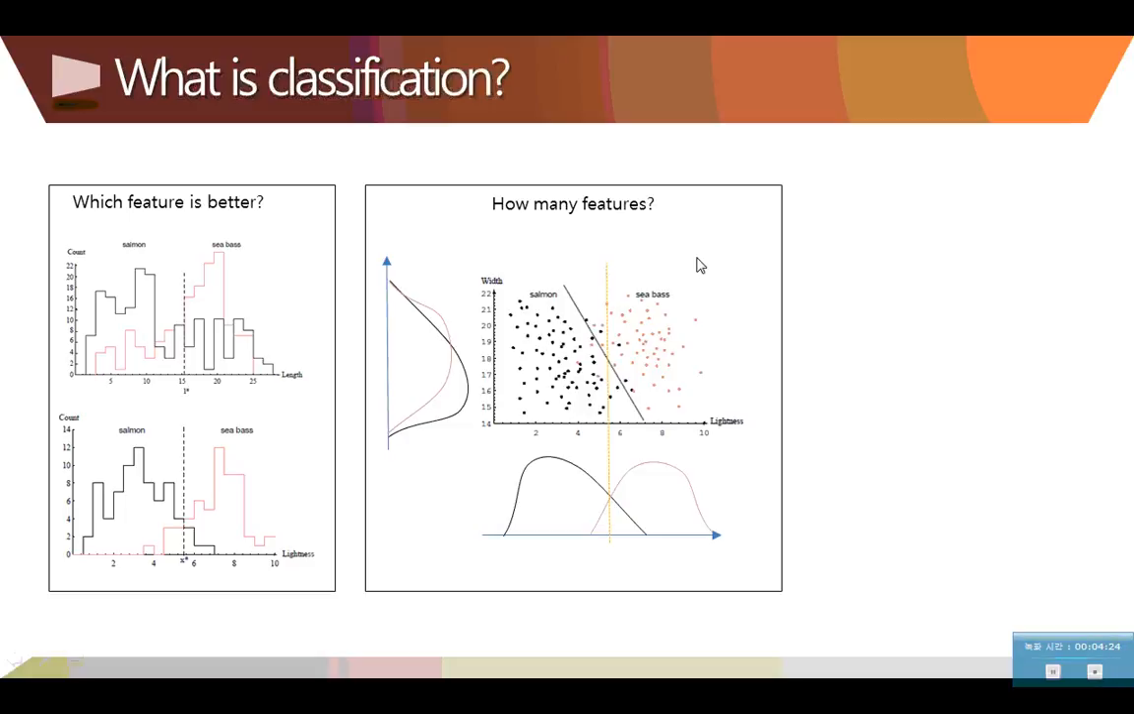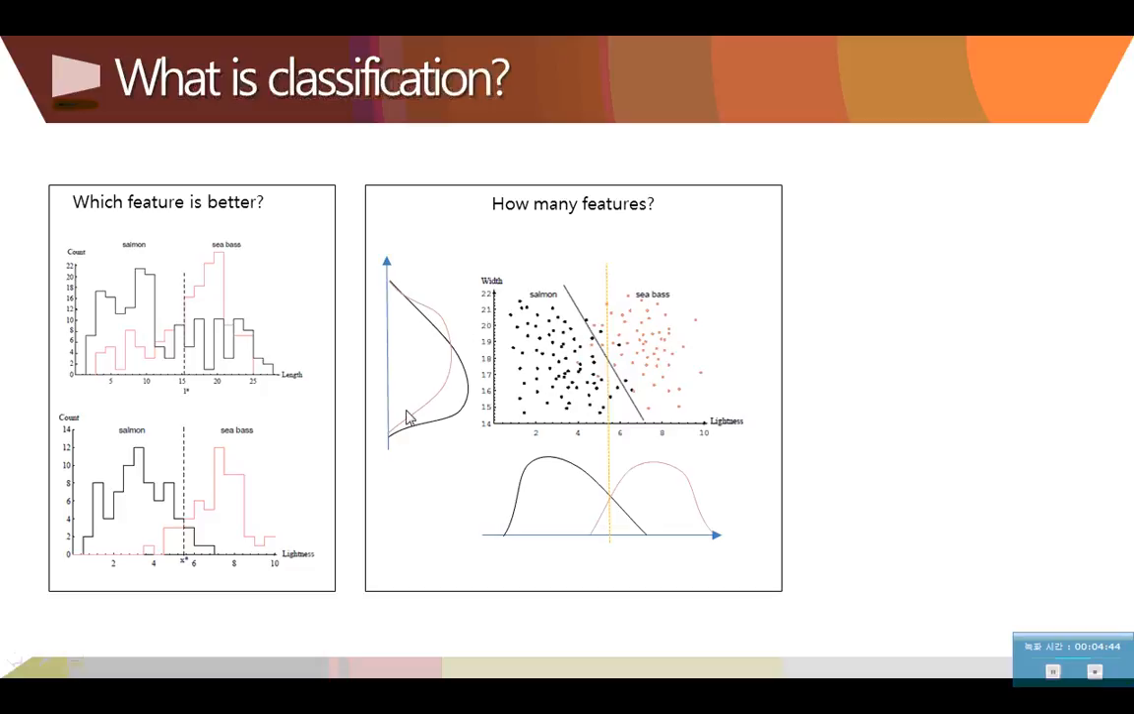Also, how many features to use? For example, these are lightness, or the color, or the brightness of the picture, and this is the width of the fish. So if we use these 2 features, we can find this line. If we use only the lightness, the brightness, we have this distribution as a one-dimensional feature. If we use only the width, we have this feature.